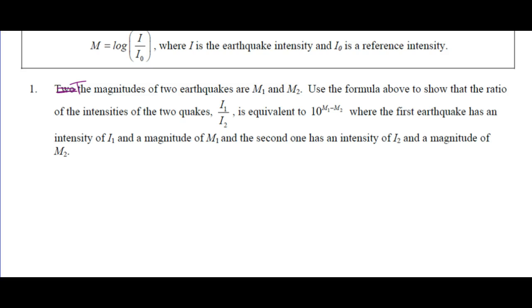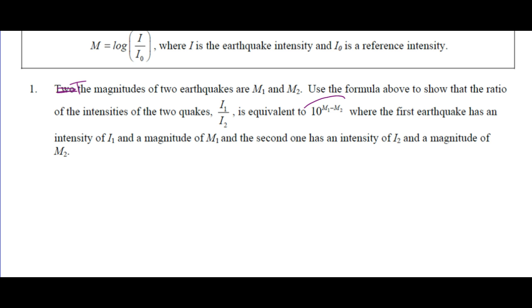I have old keys. The magnitudes of 2 earthquakes are M1 and M2. Use the formula above to show the ratio of the intensities of the 2 quakes. I1 over I2 is equivalent to 10 to the power of M1 minus M2, where the first earthquake has an intensity of I1 and a magnitude of M1, and the second one has an intensity of I2 and a magnitude of M2. Here we go.